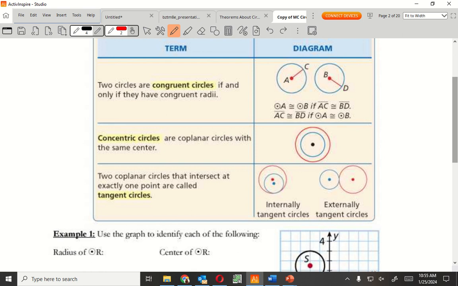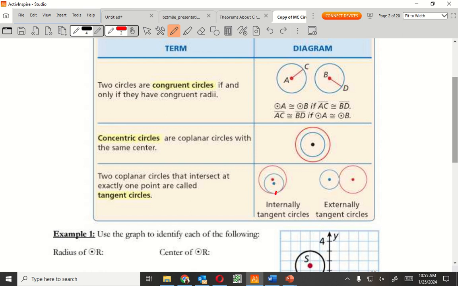Now, concentric circles are coplanar circles with the same center. We're going to have two different sized circles that have the same center. It's kind of like a donut. We have an outside circle and an inside circle. In concentrics, it's one inside the other, and they both have to have the same center. Next, two coplanar circles that intersect at exactly one point are called tangent circles. So they have to intersect somewhere. That means they have to touch.